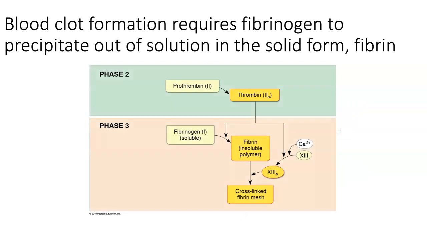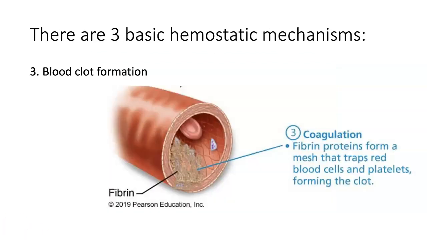That platelet plug alone can stop blood loss, but it's just not very strong. It's only a temporary structure. So to strengthen the platelet plug, we need a soluble protein in the blood called fibrinogen to precipitate out of solution into its fibrous form called fibrin. Fibrin can weave through the platelet plug, strengthening it, making it strong enough for red blood cells to stick. That's what's called a blood clot.